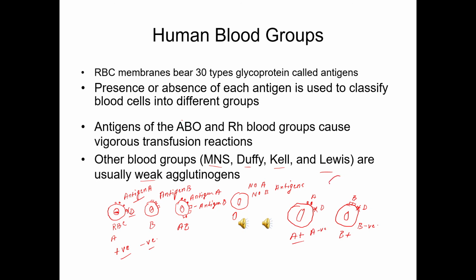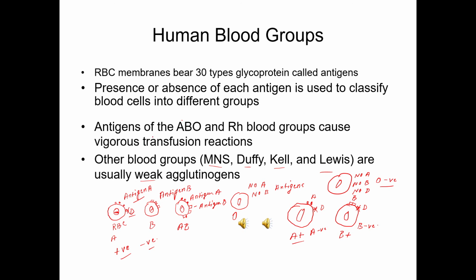If someone has no A, no B, no D, that means O negative. Okay, so that is how the blood group is determined by the presence or absence of those antigens.